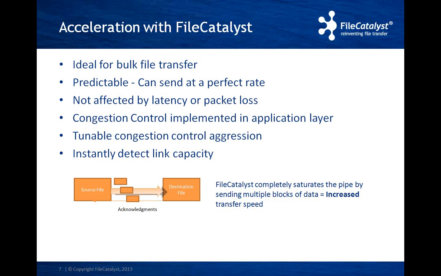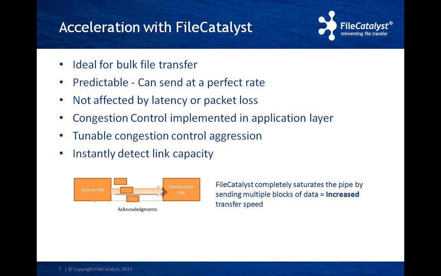So with FileCatalyst, we take the data and send multiple chunks of data at the same time, but we're using UDP rather than TCP to send that, so we can control everything about the transfer. We're not affected by the latency and packet loss because much more data is going at the same time. We can control the bandwidth. We can control the aggression, or how fast you want our protocol to be, and we can maximize the link, your file transfer connectivity.